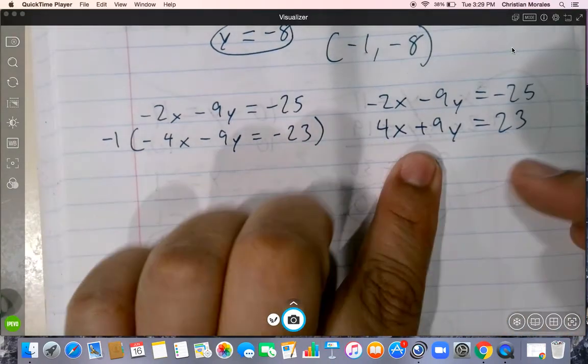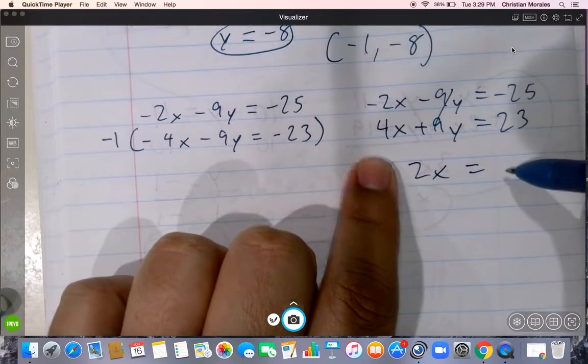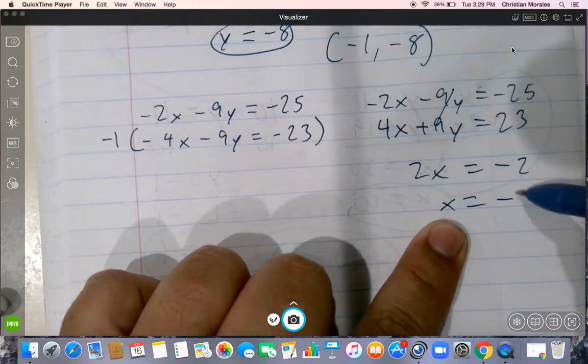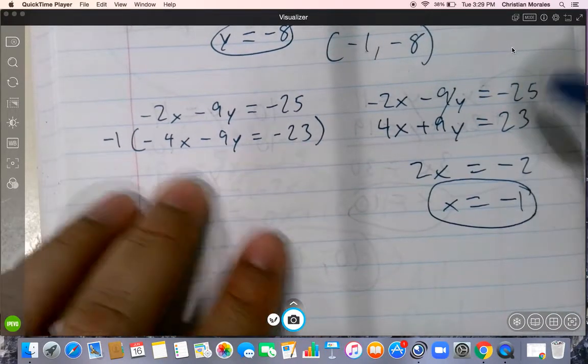Okay, so we're going to subtract. You get 2x, you get negative 2. Again, I get negative 1. Sorry, I didn't mean to do that. I guess I just had a lot of examples of negative 1.